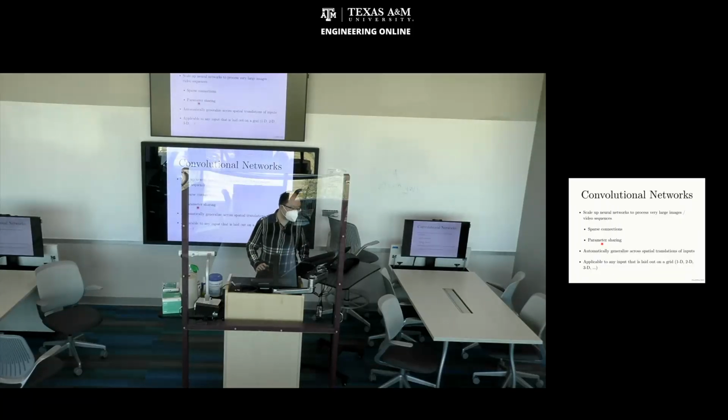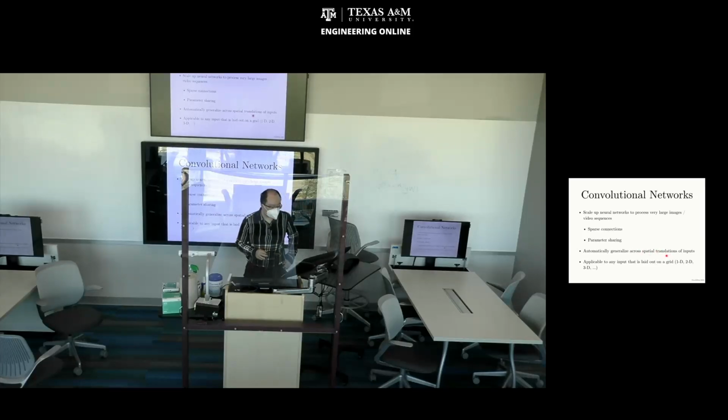Okay, so what is really desired in these convolutional neural networks, right? There are a few key things here. They can scale up to process different sizes of images. They have very sparse connections, like not too many parameters. Better than that, they even share parameters. And then they can automatically generalize across different spatial translations, right?